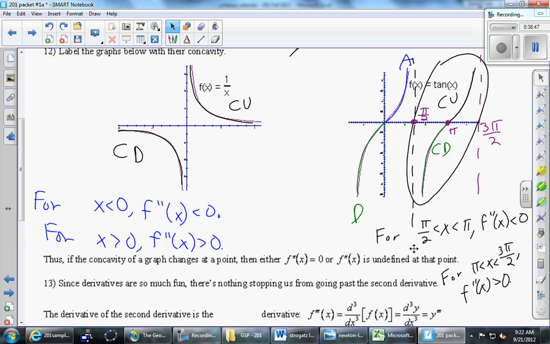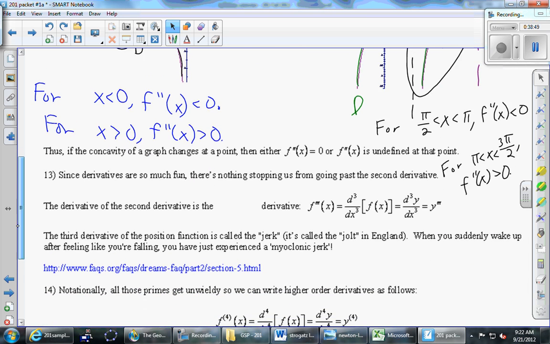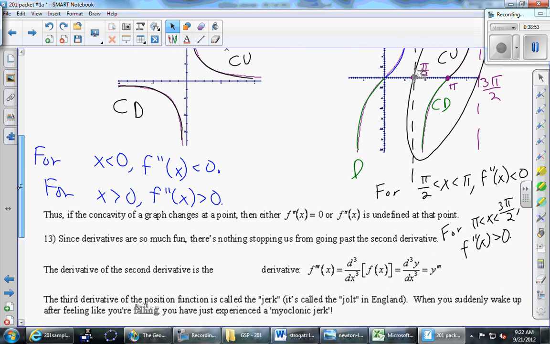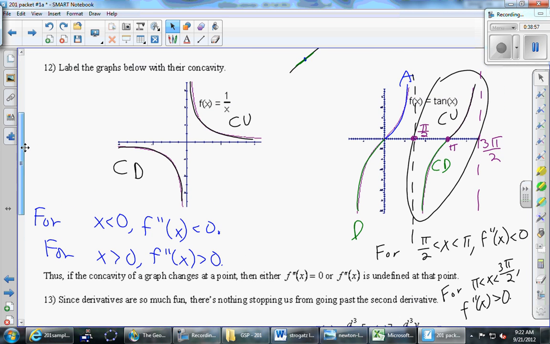Okay, let's go to this next part. If the concavity changes at a point, then one of two things is happening. So first of all, what can you tell me about the point x equals 0 for this first graph? It's undefined. So the second derivative at that point doesn't even exist. And that's one way that we can have a change in concavity: you just jump over something where the rules change. If the second derivative doesn't exist, maybe that's a place where the concavity changes from concave down to concave up or vice versa.